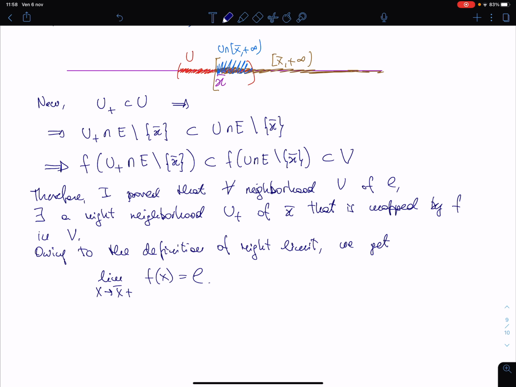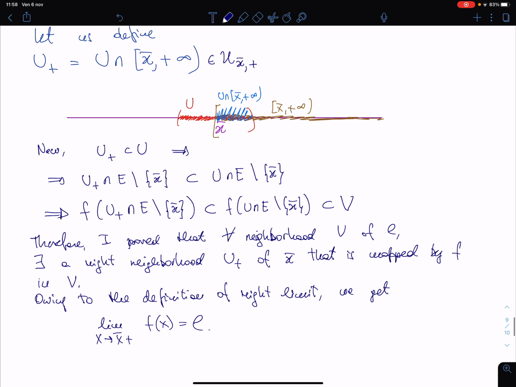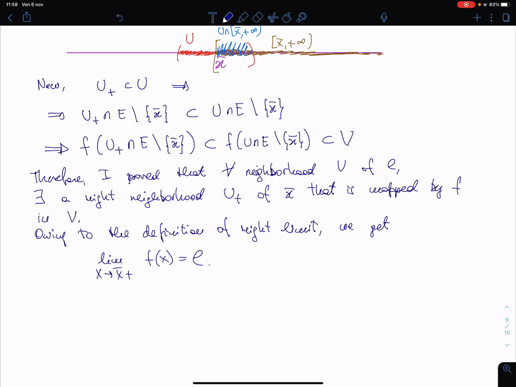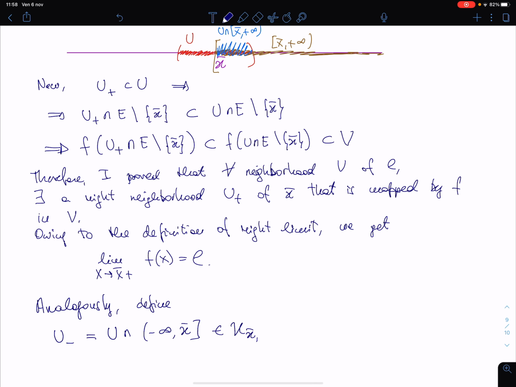Now we must prove the same thing for the left limit, and it is done in a pretty analogous way. So analogously, we define U minus to be equal to U intersection the left half line starting from x bar, and of course this is a left neighborhood of the point x bar.